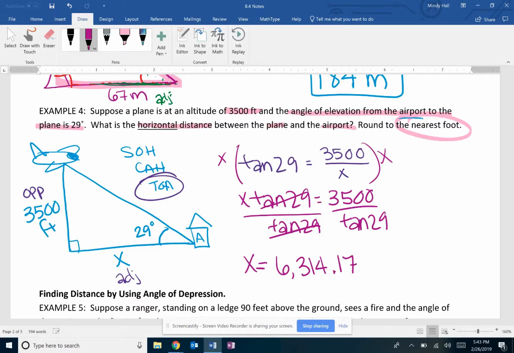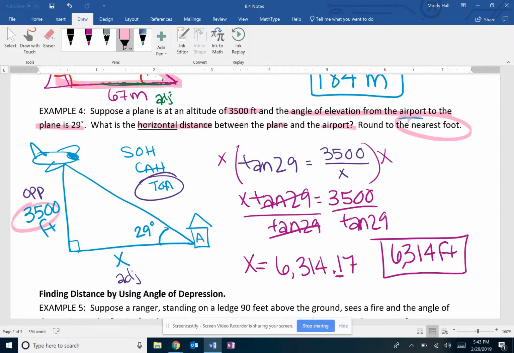6,314.17. So rounding to the nearest foot, I see this little 1 is telling me to round down. So it's going to be 6,314 feet. So if you have a little voice in your head that tells you that that answer must be wrong because it's too big of a number, remember that we're talking about an airplane to an airport, and that the height of the airplane was 3,500 feet. So your answers will be relative to the numbers you're given based on the situation. So don't always just say an answer is wrong because it's too big or too small or anything like that.